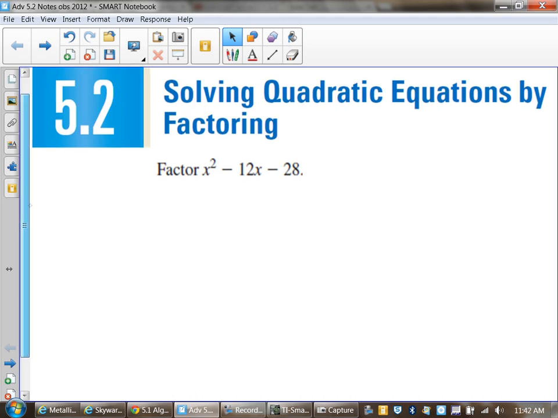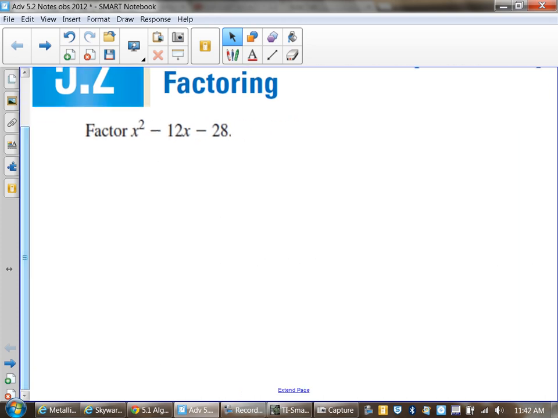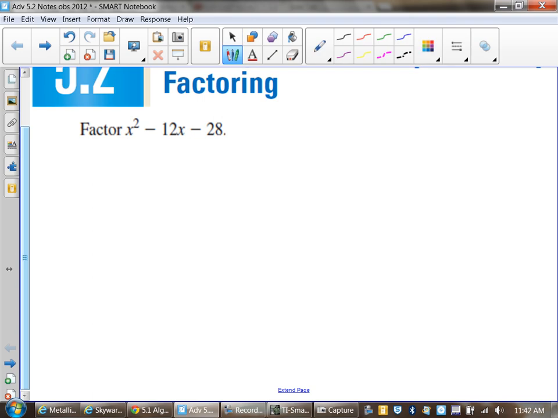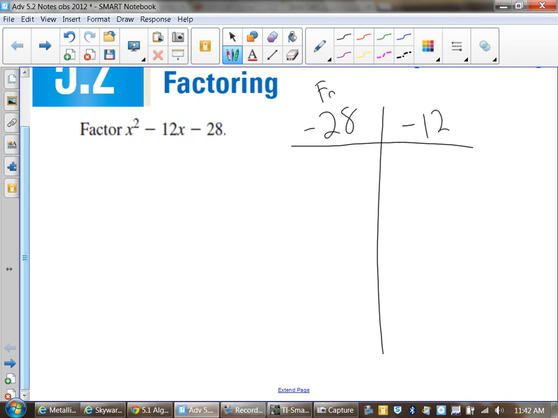Once again, here's how I set these things up. Ladies and gentlemen, I want to do a bunch of these today. Remember, what I'm looking for here are the multiples, what times what is 28, that I add together to get negative 12. So what are my factors of 28 that give me a sum of negative 12? I'm talking about factors and sums.